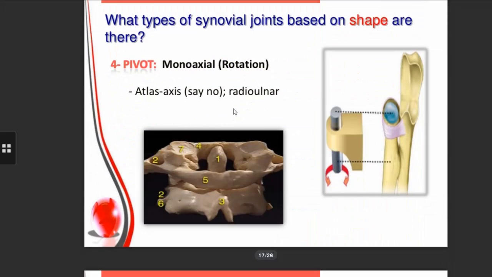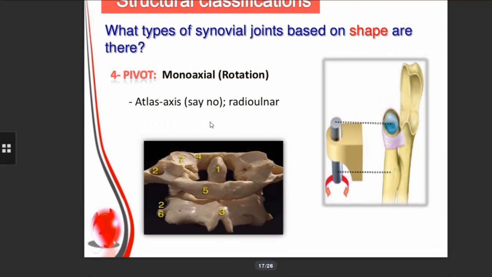Fourth one is the pivot. Pivot means that they will be monoaxial, rotating in one axis. Like the atlas axis joint. The atlas is the first cervical vertebra and the axis is the second cervical vertebra. You can see that this joint is the pivot joint. When you say no, when you move your head as if disagreeing with someone, you can imagine the movement of your neck saying no. This is the pivot joint. This one is the atlas axis joint.